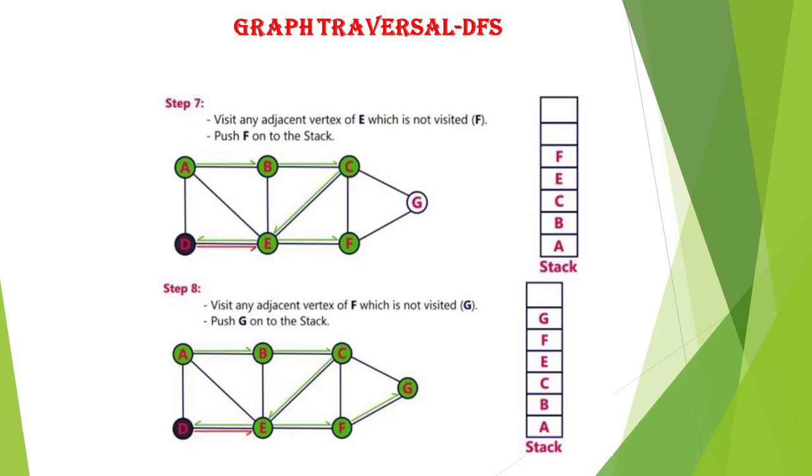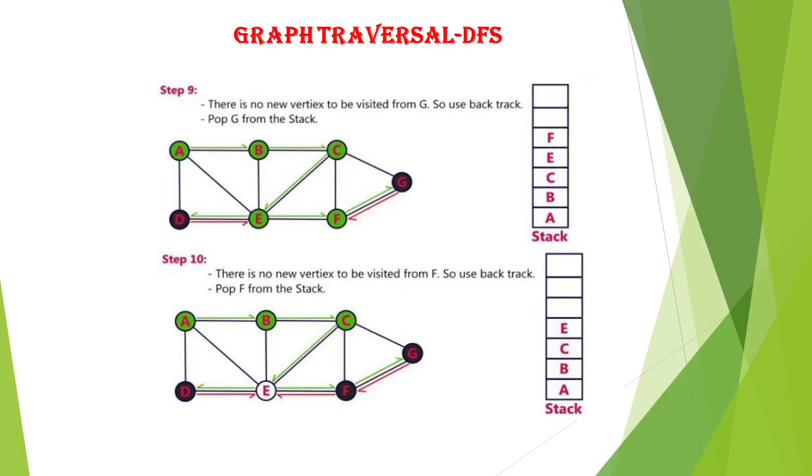After visiting F, visit the adjacent vertex of F. C, E, G are the adjacent vertices of F. E and C are already visited, so visit G. After visiting G, push G onto the stack. So in the 8th step, all the vertices are visited. In the 9th step, we have to backtrack from G to F.